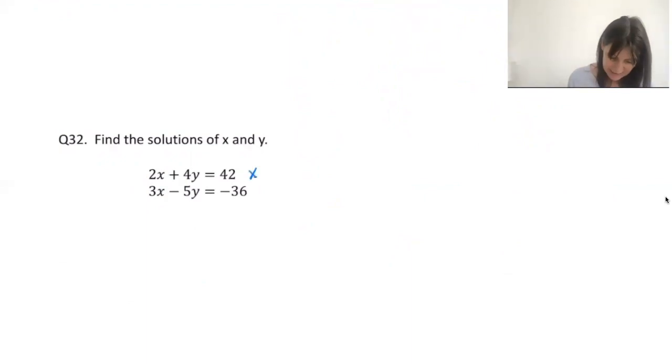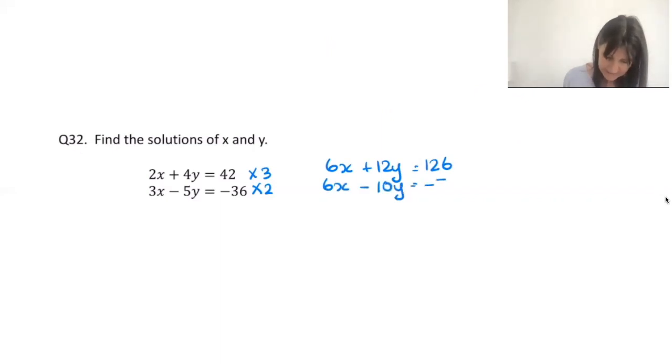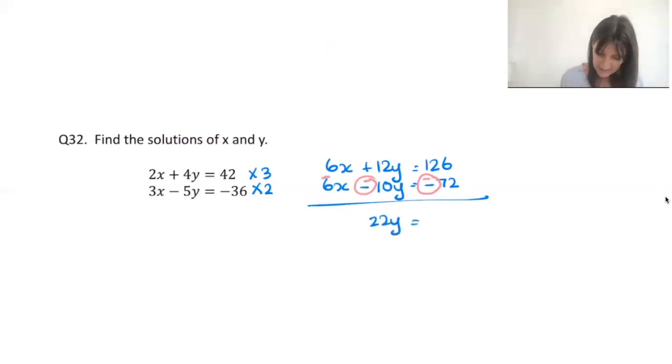Okay, so these are going to need to be multiplied. And we will end up with 6x plus 12y equaling 126, and 6x minus 10y equaling minus 72. Get those minuses in so we can see what's going on. Both those are turning to adds. So we've got 12 plus 10, which is 22y, and 126 plus 72, which is 198. Divide through by the 22, and you've got your y equaling 9.